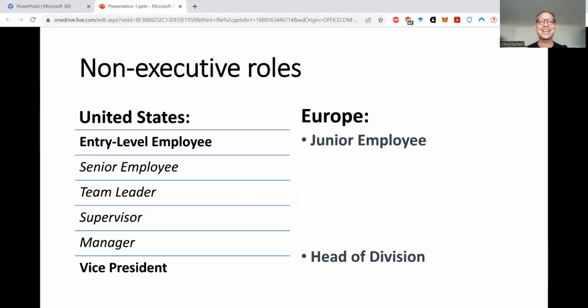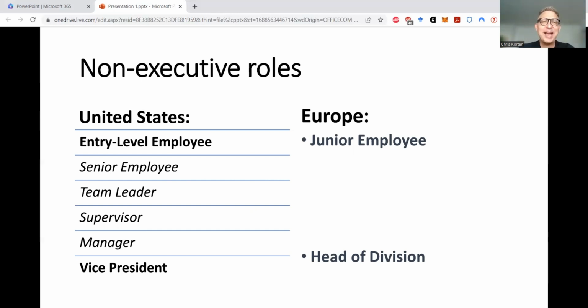And then at the non-executive level, so the lower levels of the hierarchy, we have junior employee or entry level. This is the newest intake. So if you have an intake, you have a group of new employees who've just started. And then we have what's known as the vice president or head of division. This is sort of a difference. In the US, we have vice president. In Europe, it can be referred to as head of division, but we generally don't say that in America.